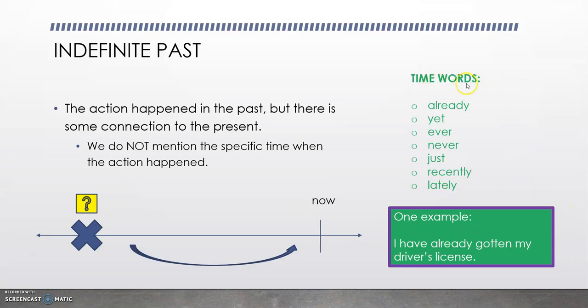Okay, and for each type of present perfect, I'm giving you a list of time words. This one has several: already, yet, ever, never, just, recently, and lately. You will practice these a lot in Unit 11. Right now we're just getting the basic idea.